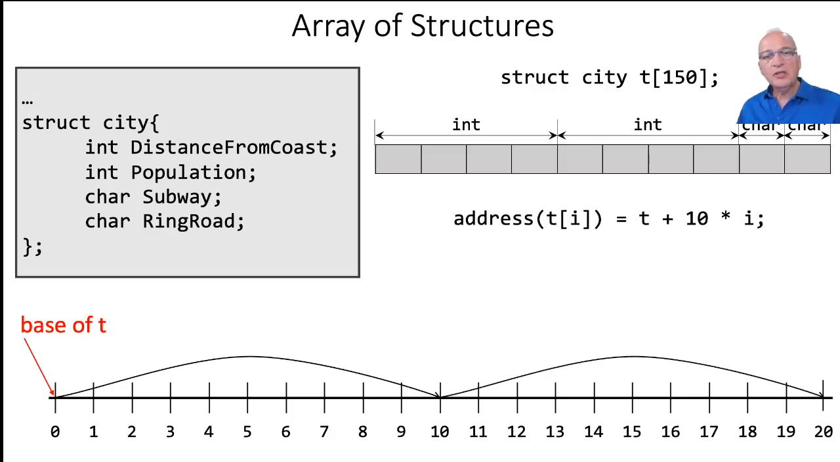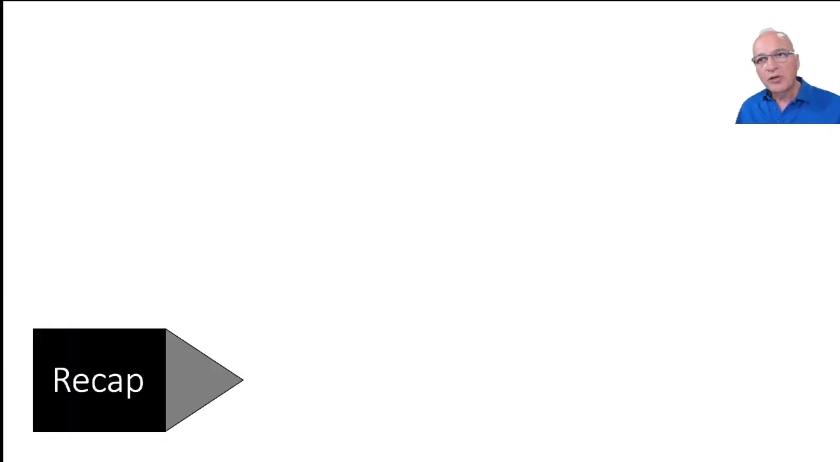And to compute the address of the position i of the array T, I will take the base of the array T and add 10 times i to it. So these examples illustrate that the amount that I multiply an index by depends on the size of the type of the array.